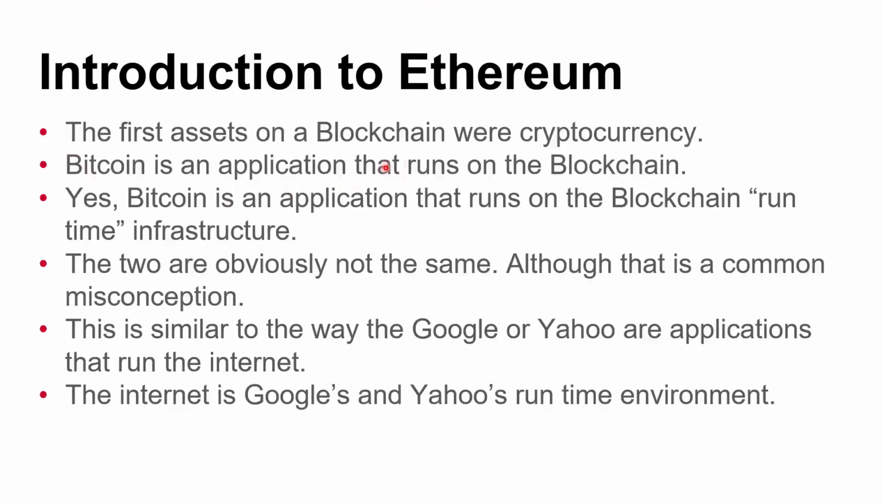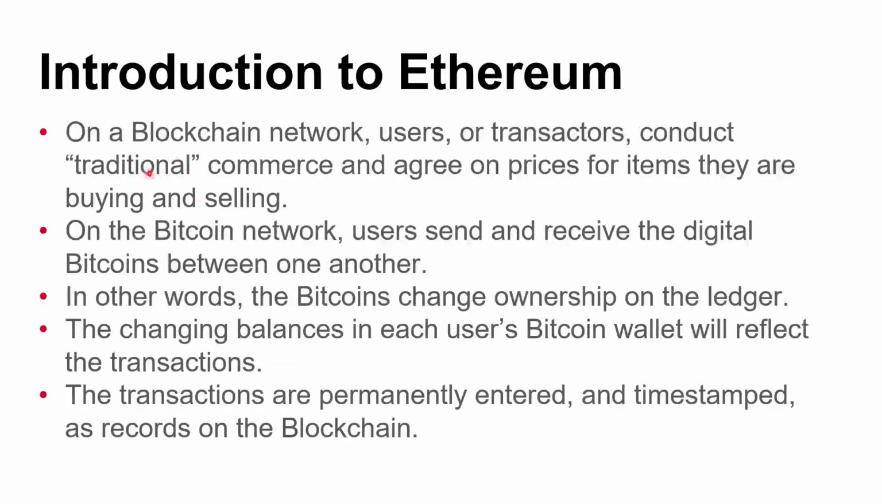The first assets on a blockchain were cryptocurrency. If we look back at Bitcoin, that is an application that runs on the blockchain, in a similar way that Google and Yahoo are applications that run on the internet. On a blockchain network, users or transactors conduct traditional commerce, agree on prices, buying and selling. On the Bitcoin network, users send and receive digital Bitcoins between one another. And the transactions are permanently entered and time-stamped into the Bitcoin blockchain.